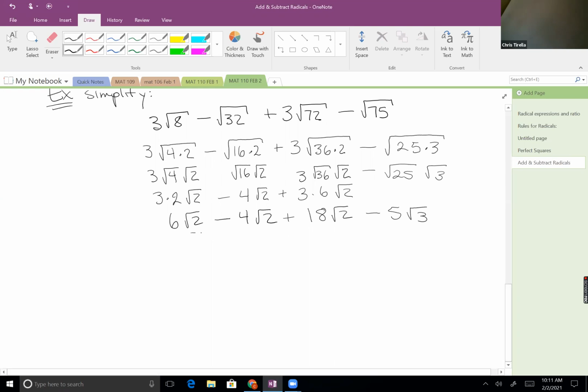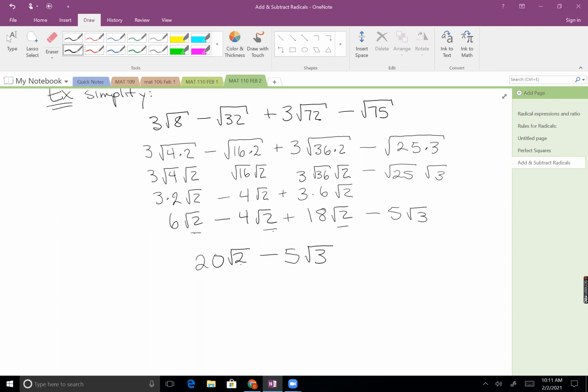If so, now the like ones, they'll go together. I apologize, I skipped a step, they'll go together, so I'll still have a radical 2 left. Working with the coefficients, 6 minus 4 is 2, 2 plus 18 is 20. And then that last one doesn't just disappear, it's just that I can't combine it. So I'll be left with 20 radical 2 minus 5 radical 3. Did you get there, folks? Not exactly. Well, if you didn't get there, does that make sense? Yes. Great. So that's how we're going to add and subtract.